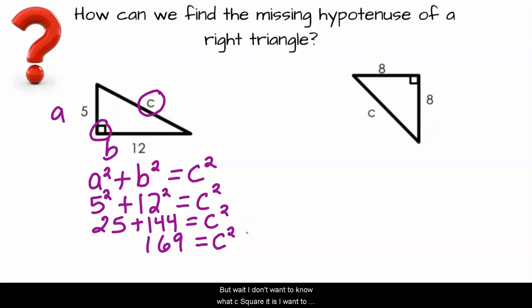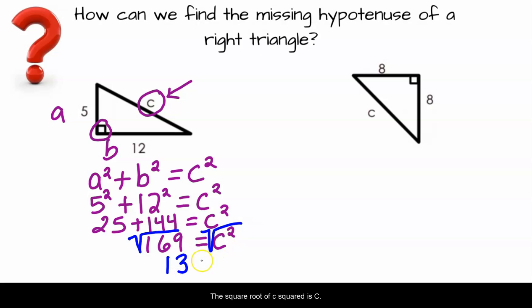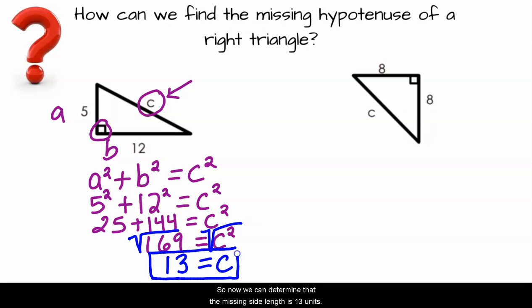But wait, I don't want to know what C squared is. I want to know what C is. So the way that we determine C is by finding the square root of 169. So I'm going to find the square root of both sides because we have an equation. The square root of 169 is 13. The square root of C squared is C. So now we can determine that the missing side length is 13 units. Let's look at the next example.